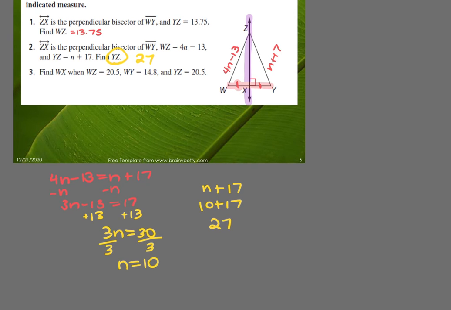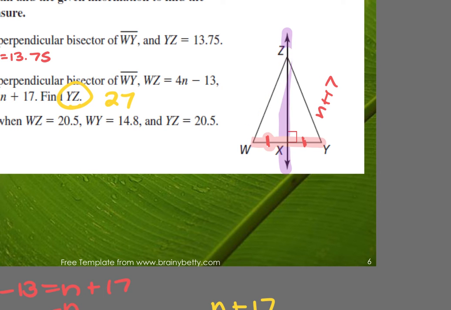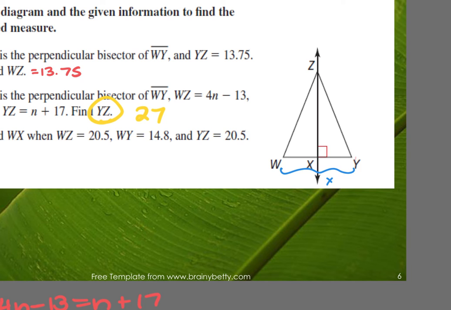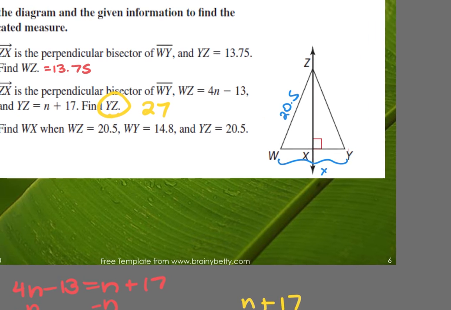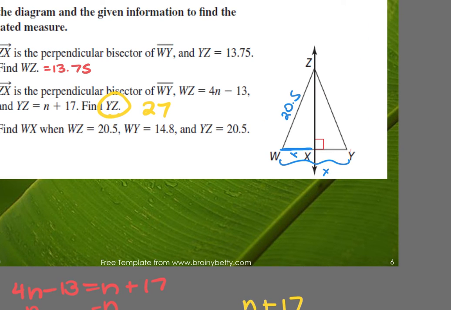Okay, then it says find WX when WZ is 20.5 and WY is 14. Wait, I just labeled the wrong one. This is what we're looking for. WY is 14.8 and YZ is 20.5. Why is it giving you all that information? To trick you. No.